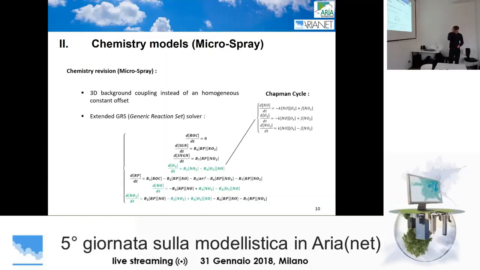The Chapman cycle was also upgraded into the GRS solver. I'm not going to talk about differential equations today. The idea behind this is only to show you that this is the Chapman cycle in terms of math, and the green terms here are similar. And so the GRS solver is just adding more equations, more information, and it's taking into account VOC, volatile organic compounds.